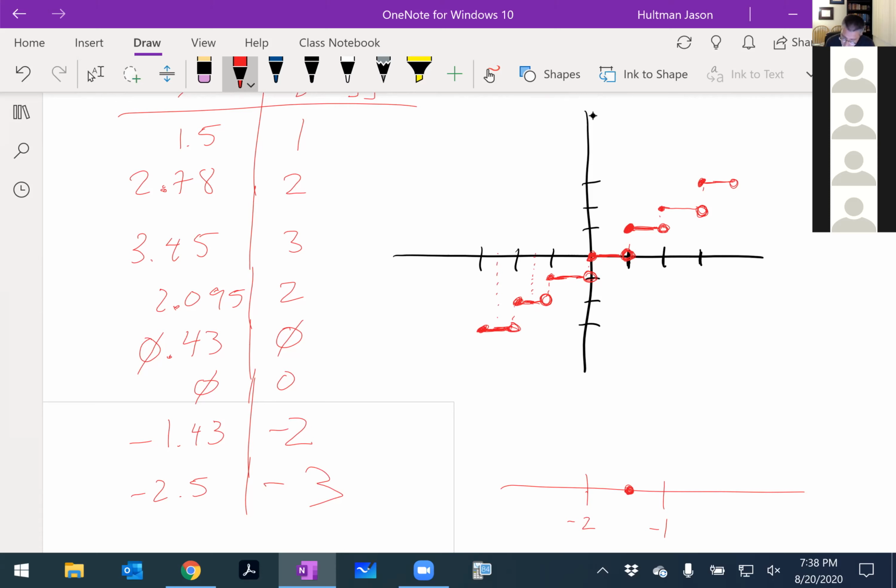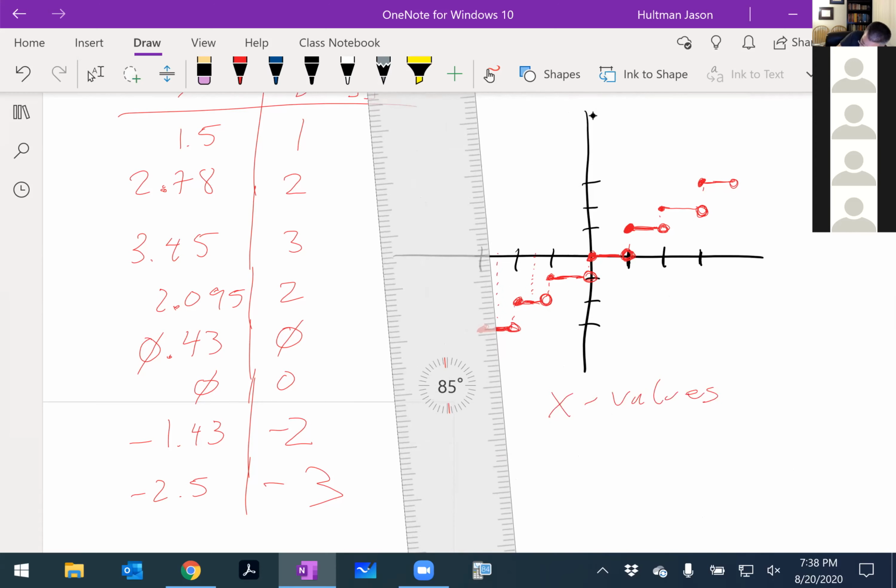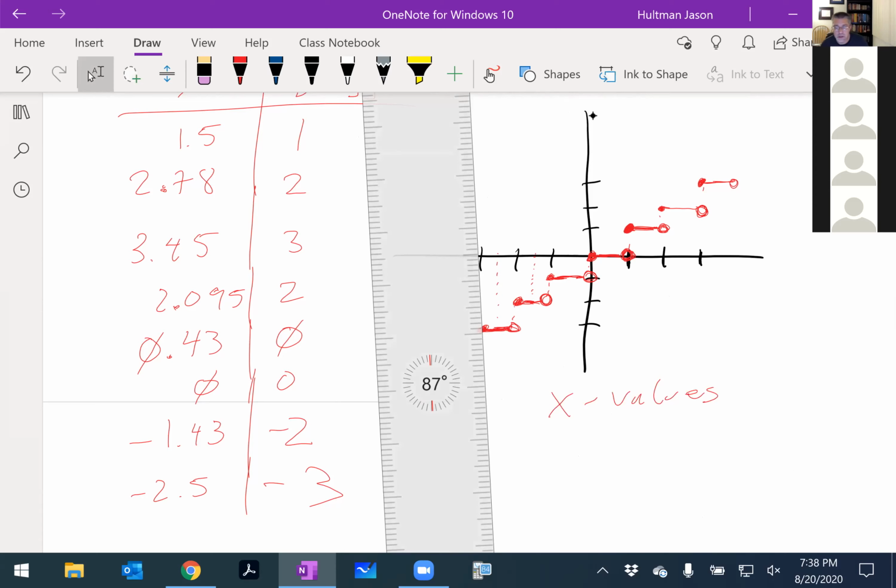Okay, so we want to find the domain of this thing. What's the domain of the greatest integer function? What are the x values here? Well, is every single x value accounted for? As I go through, let's look at our x values. Is there any value of x that is not accounted for?